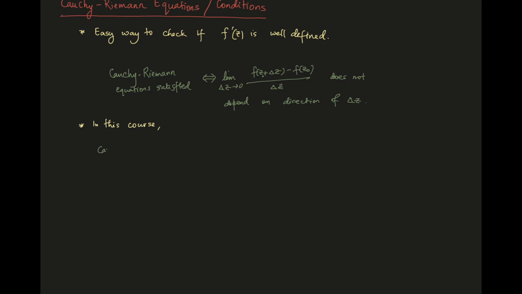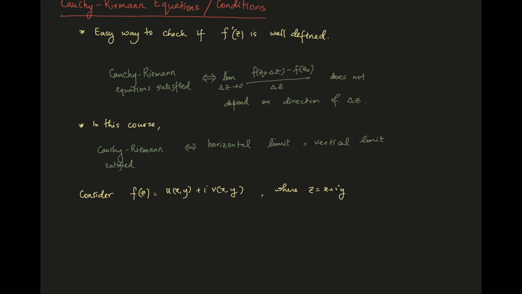And in this course we are going to look at a specific kind of Cauchy-Riemann equations which guarantee that if these equations are satisfied, then and only then the horizontal limit is the same as the vertical limit. Okay, so let's consider a general function f of z equal to u of x,y plus iota v of x,y, where z is equal to x plus iota y.